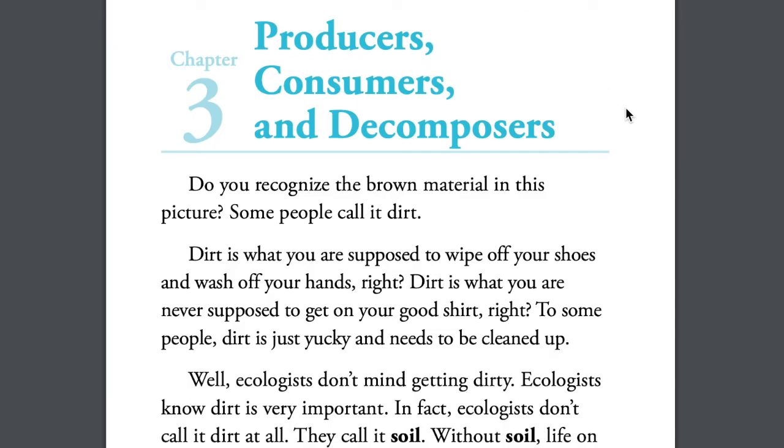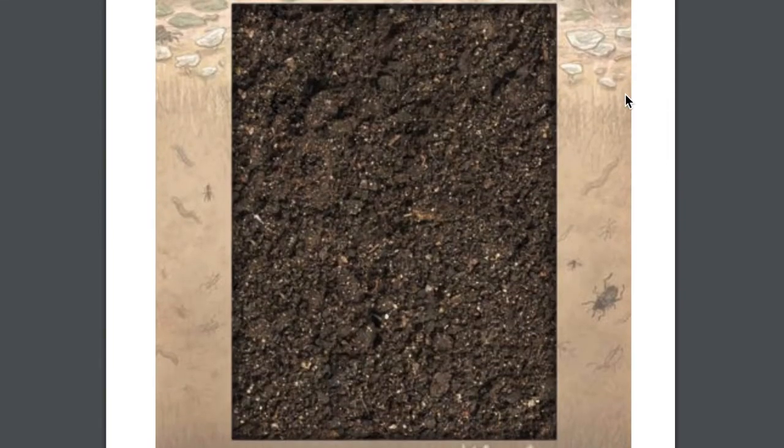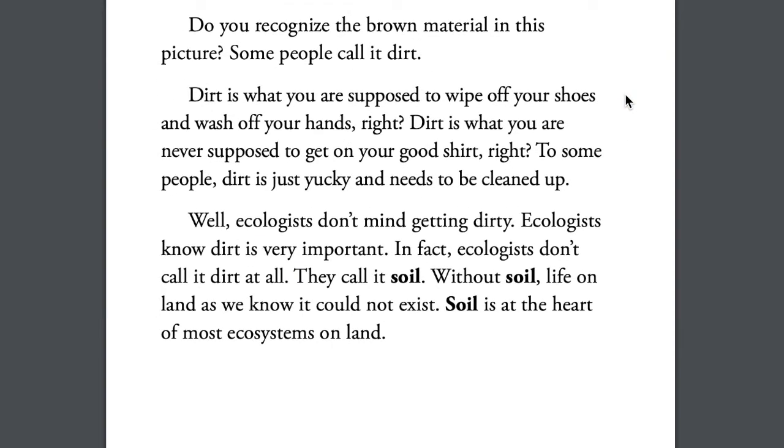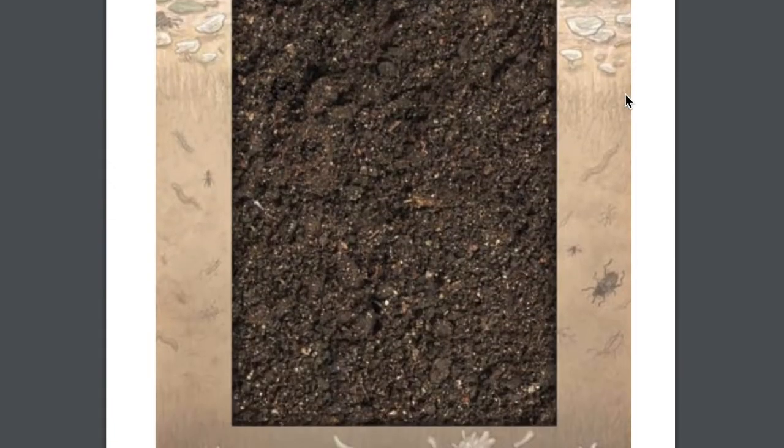Do you recognize the brown material in this picture? Some people call it dirt. Dirt is what you are supposed to wipe off your shoes and off your hands, right? Dirt is what you are never supposed to get on your good shirt, right? To some people, dirt is just yucky and needs to be cleaned up. Well, ecologists don't mind getting dirty. Ecologists know dirt is very important. In fact, ecologists don't call it dirt at all. They call it soil. Without soil, life on land as we know it could not exist.